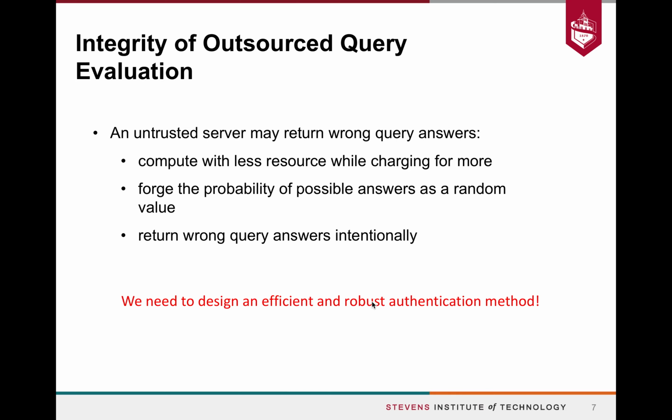However, in the outsourcing scenario, there is a very serious security issue with the server, because an untrusted server is incentivized to improve its revenue. So it can compute the result with less resource, but charge for more. What's worse, a malicious server could just forge the probability of possible answers as a random value or just return wrong results intentionally. So we need to design an efficient and robust authentication method.